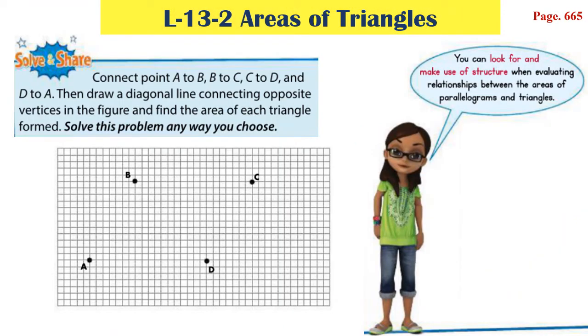Let's start our lesson by solving the Solve and Share question. Are you ready? Very good. Our question is: connect point A to B, B to C, C to D, and D to A. Then draw a diagonal line connecting opposite vertices in the figure and find the area of each triangle formed. Solve this problem any way you choose.